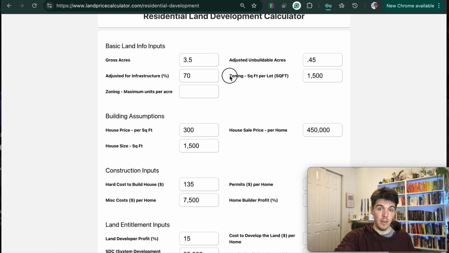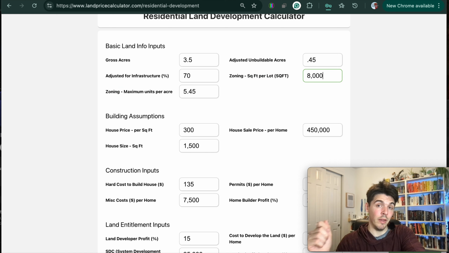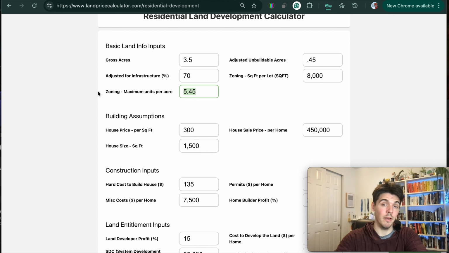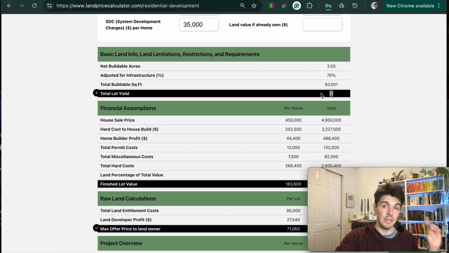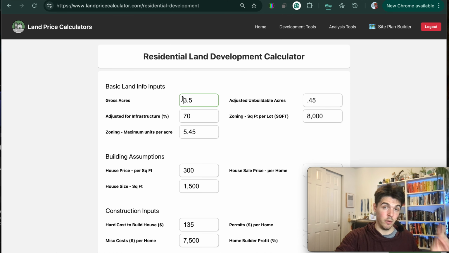Depending on the jurisdiction and zoning, this will tell you how many lots you are able to put in, either per square foot or lots per acre. The property that we have in mind here, it's R8. We can break each lot into 8,000 square feet minimum. That comes out to be about 5.5 units per acre. Now, if we come down here, here's our 3.05 at 70%. Total buildable square feet, we're going to get 11 units out of the 3.5 acres that we started with.